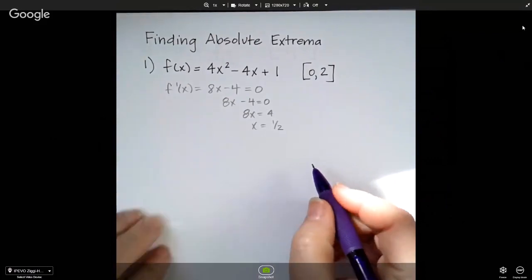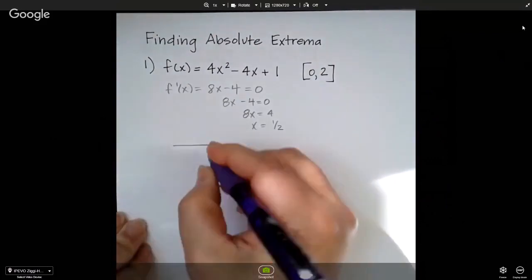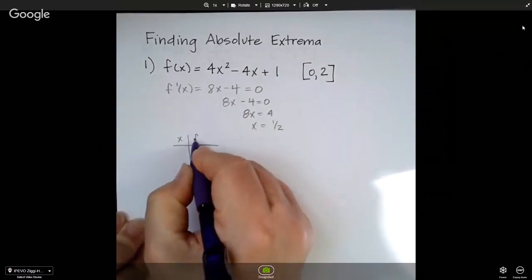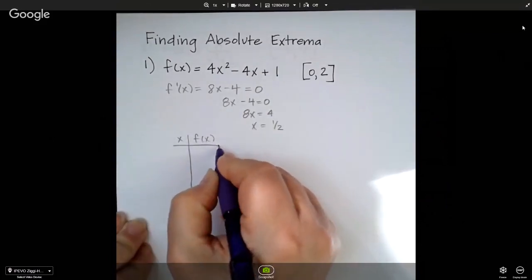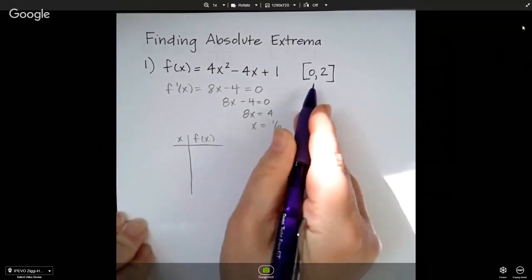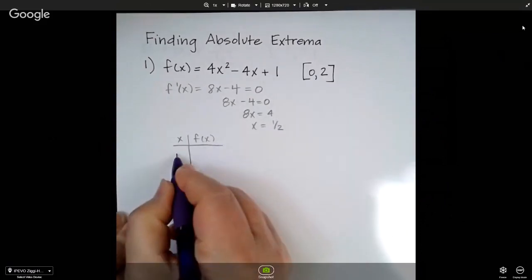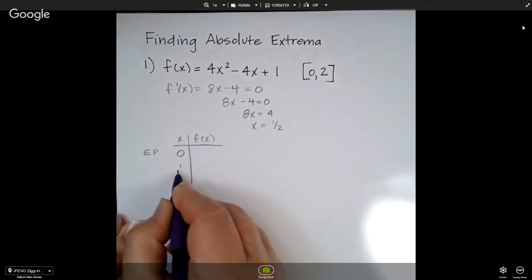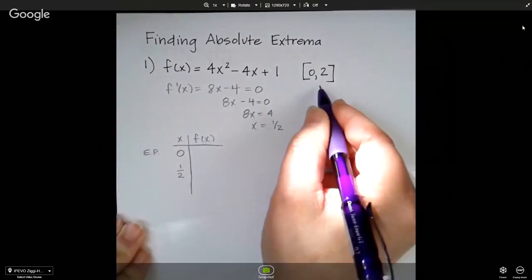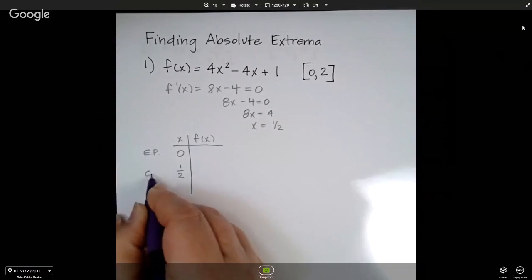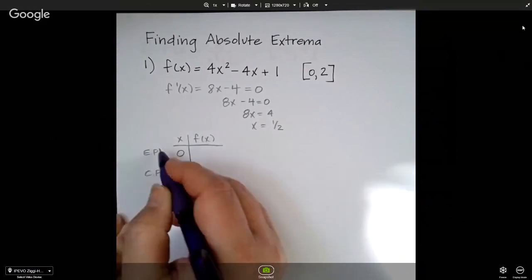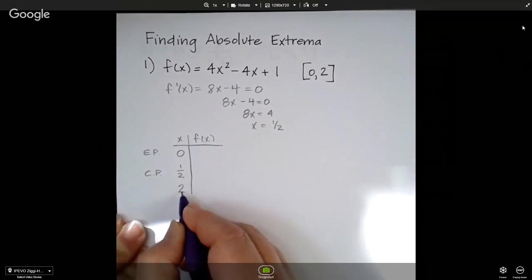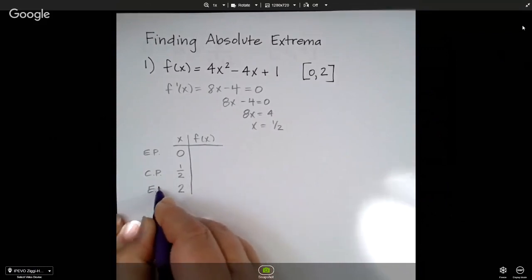And now I'm going to do an xy chart or an x, f of x chart to compare the values. So I'm going to put on this chart the endpoint. So here it goes, an endpoint. And then my critical point is in the middle of this interval. So I have to put that on my chart. And I don't always write these down. I'm just showing you for illustration purposes. And then we're going to put a 2 here, and this is an endpoint.